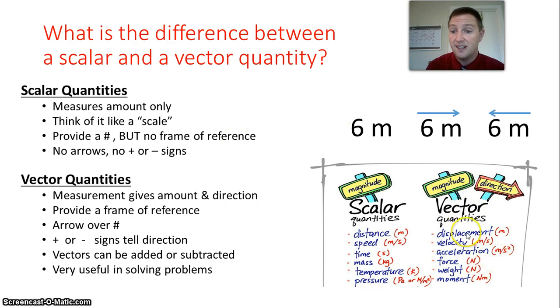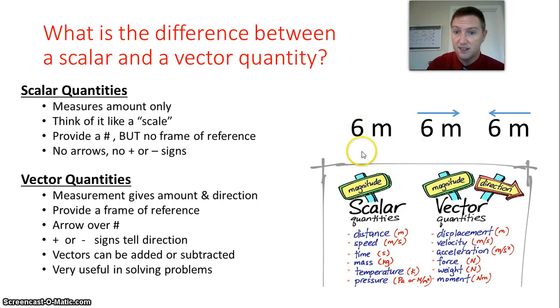The vector quantities that we want to use when we talk about motion are displacement, velocity, acceleration, force, weight, and momentum. We'll talk about that later. All right, scalar versus vector.